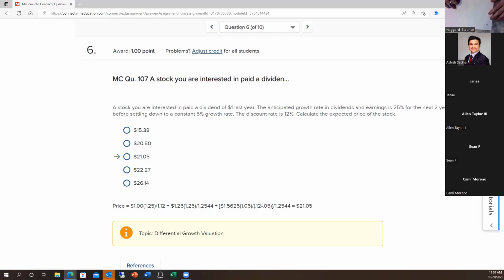So I'm going to write some basic stuff down here, and then I'll turn it to where you can see the paper. The anticipated growth rate in dividends and earnings is 25% for the next 2 years before settling down to a constant 5% growth rate. So what kind of problem is this? Is this constant dividends, constant dividend growth, or supernormal or differential dividend growth? It's supernormal.